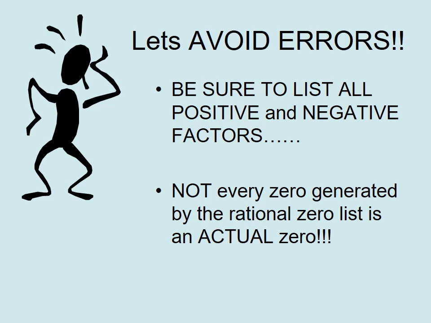As you work through additional examples and problems, be careful. List all the positive and negative factors when finding your P over Q. And remember that not every zero generated by the rational zero list is an actual zero. In this case, only 3 of the zeros worked.